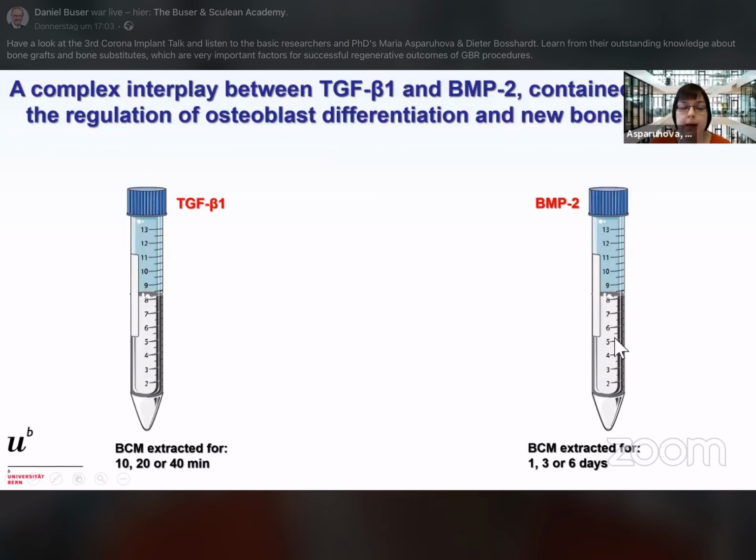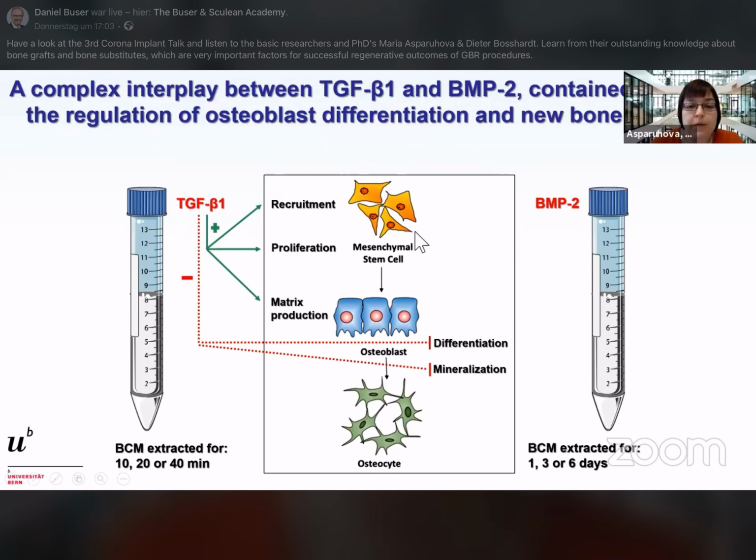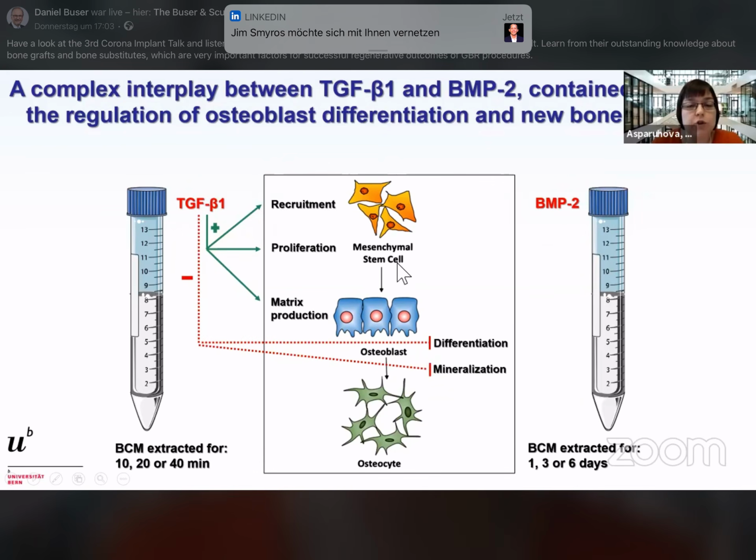This brings me to the conclusion of the data I showed you. I showed you that BCMs extracted within short time periods corresponding to a typical surgical procedure, 10, 20, 40 minutes, and respectively the TGF-beta1 contained in this media, promotes the proliferation of osteoprogenitors and the early stages of bone formation, namely matrix production.